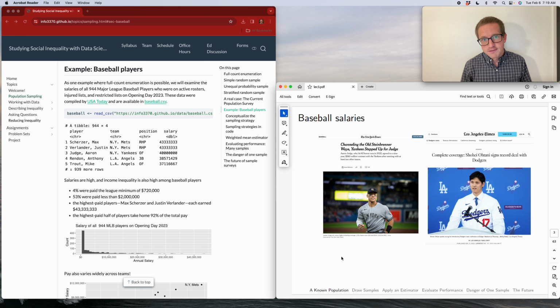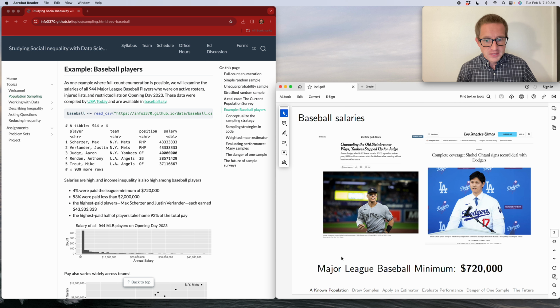So our data today come from baseball salaries. You probably know that some players have extremely high salaries in Major League Baseball. You may not know that the minimum salary in MLB is $720,000 per year. At least that was in 2023. So there's a huge amount of inequality among baseball players. While some players are making $30 or even $40 million a year, some players are stuck with only $720,000.